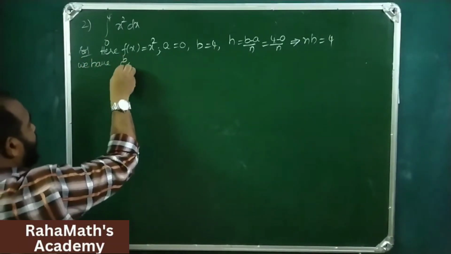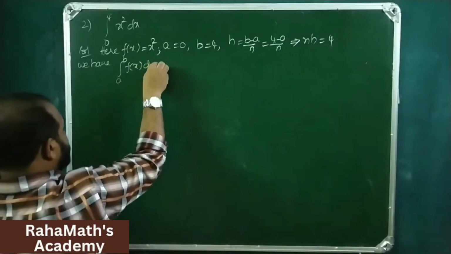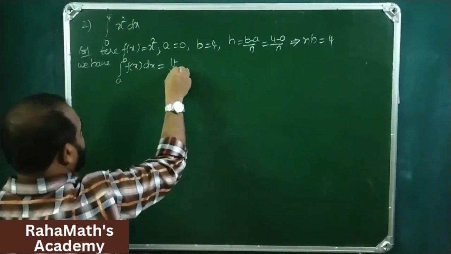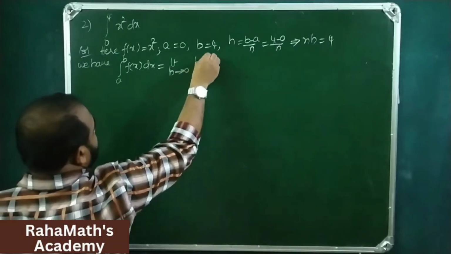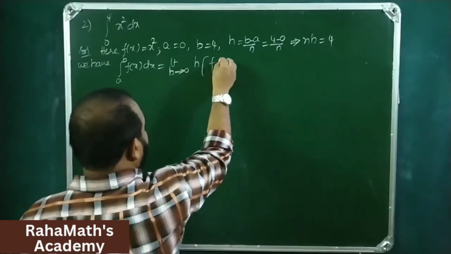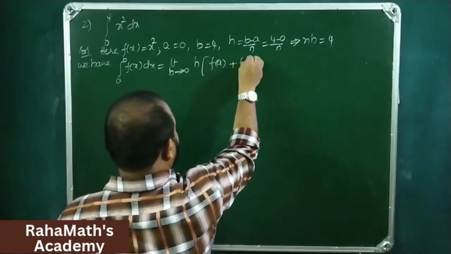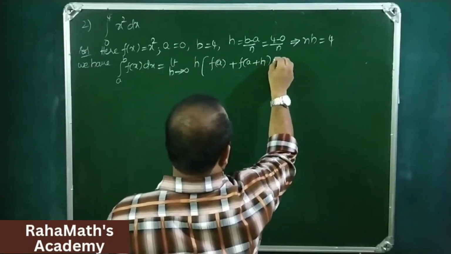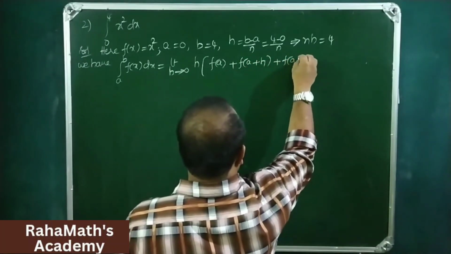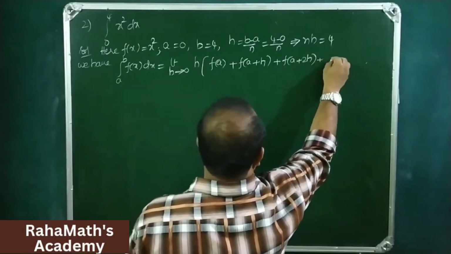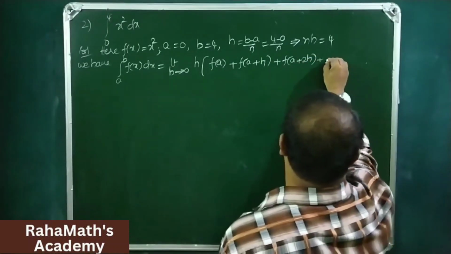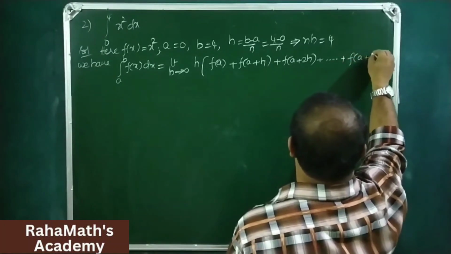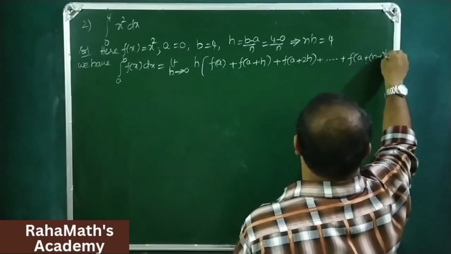So we have the integral a to b f of x dx equals the limit h tends to 0 of h into [f of a plus f of a plus h plus f of a plus 2h, etcetera, plus f of a plus (n minus 1) into h].